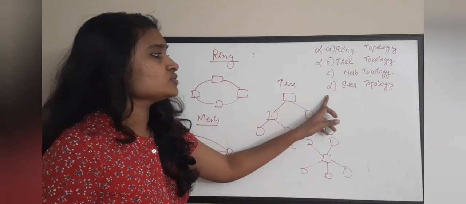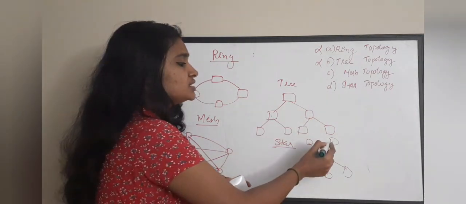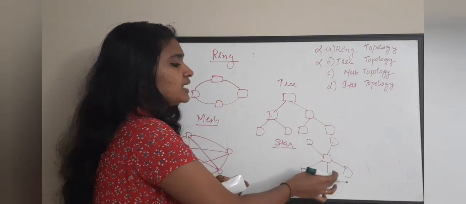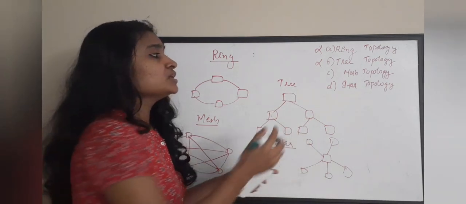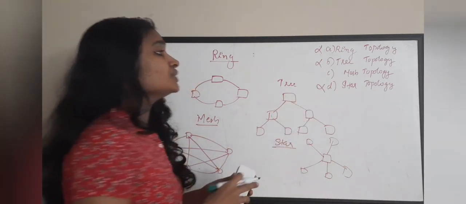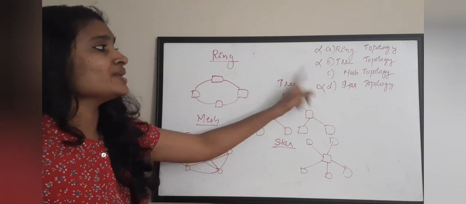Now let us see the case of star topology. Here also there is no connection between these end nodes, right? So there is no direct link between them. So it is also a wrong option. Now the correct answer is C, which is mesh topology.